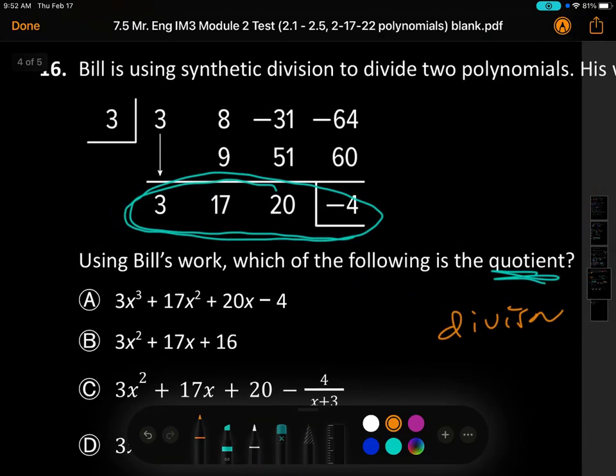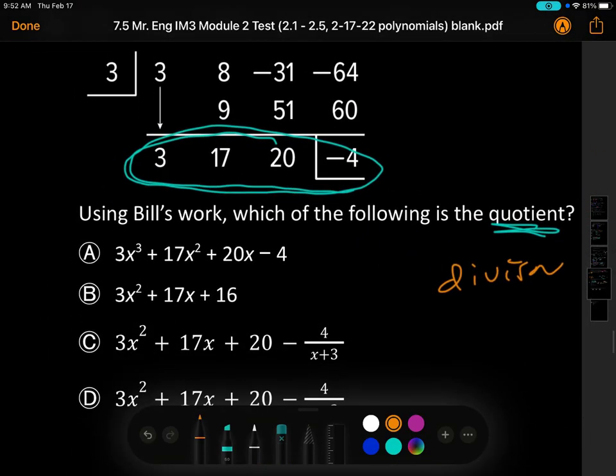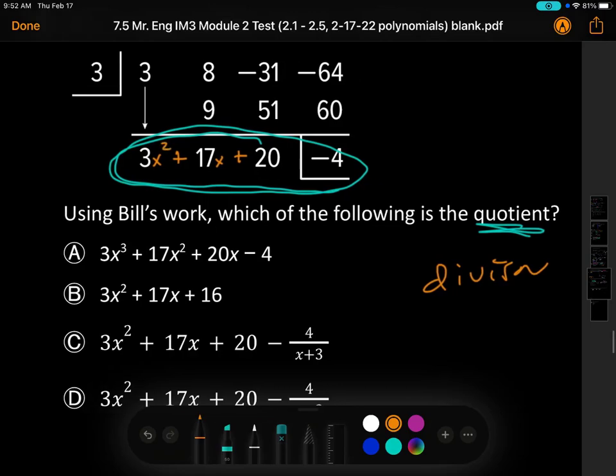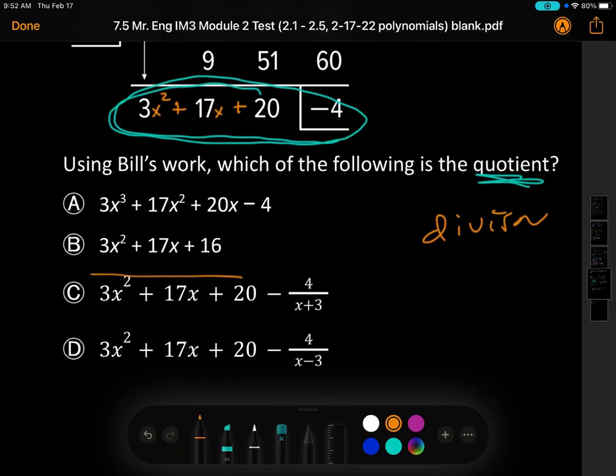So what you can do is you can count backwards. Okay, 20 here is a constant. 17 you just add an x and then keep going. Then you're going to add an x squared. So 3x² plus 17x plus 20. You have two choices down here. And then the question is, what do you do with that negative 4? Well, that's correct. Look, negative 4, negative 4.